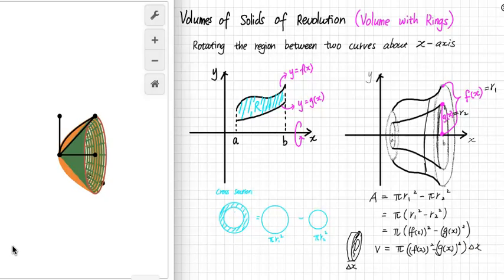So that's one slice, and we have to add everything up. You can see on the graph that both curves start from a and finish at b, so that is our boundary. So the volume of the solid is the integral from a to b of pi times the difference of the squares of the radii, which is f squared minus g squared, delta x, which I can rewrite as dx.